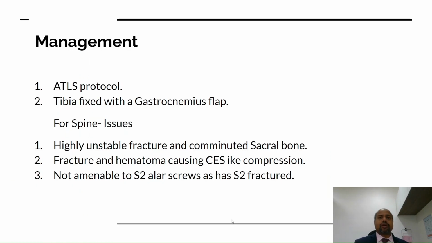Now, in terms of the management, based on ATLS protocol, his ABC was managed and it was stable. The tibia fracture was fixed with a gastrocnemius flap. For spine issues, the patient had a highly unstable fracture and a comminuted sacral bone. The fracture and the hematoma itself were causing compression of the sacral nerves and causing cauda equina like compression. The patient was not amenable to S2 alar screws, which would have been more stable, as the S2 was fractured. Hence, we planned for iliac screws and lumbar fixation.